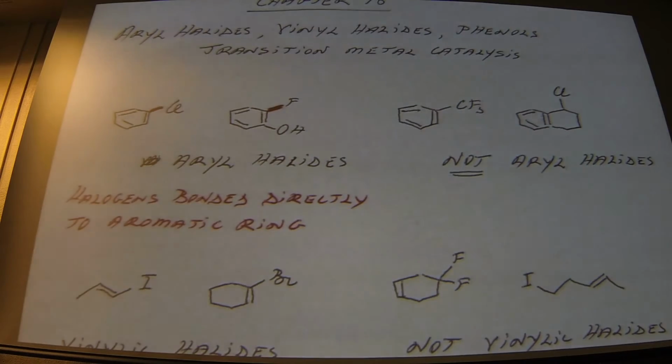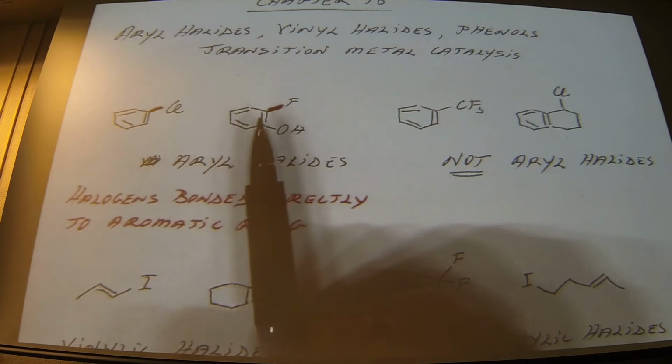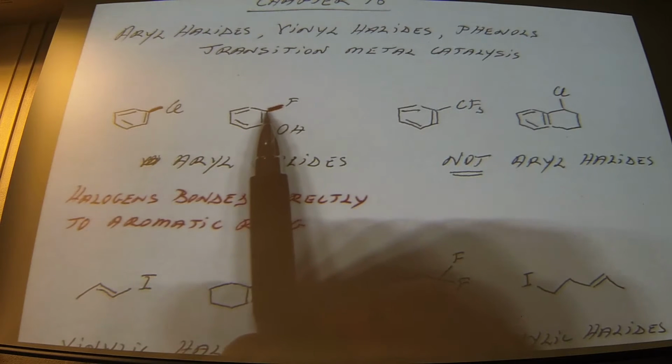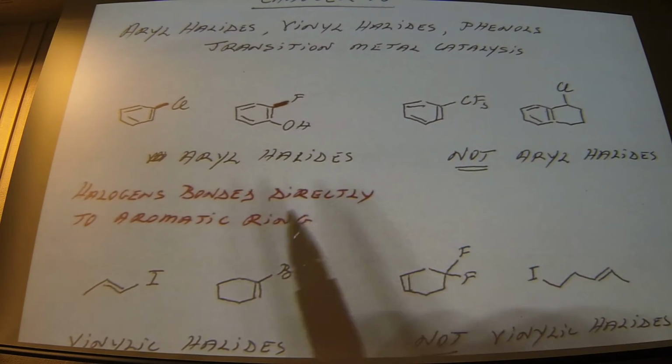First of all, we need to know what an aryl halide is. When we say aryl halide, we're going to mean compounds that have a halogen directly bonded to the aromatic ring. So in other words, something like this, where I've highlighted the bonds of the aromatic ring to the halide, these would be aryl halides.